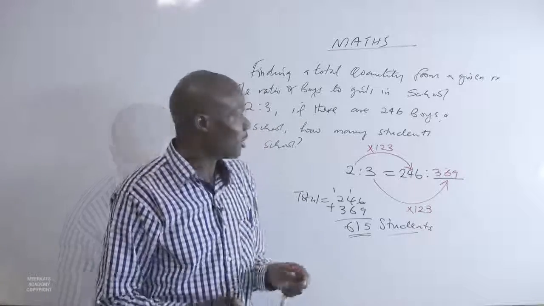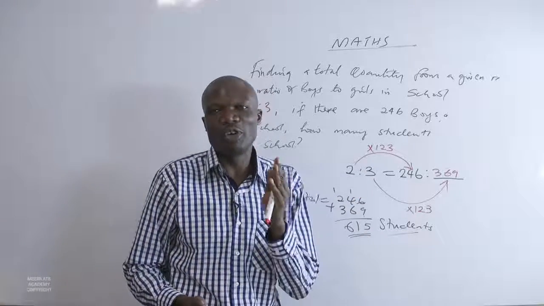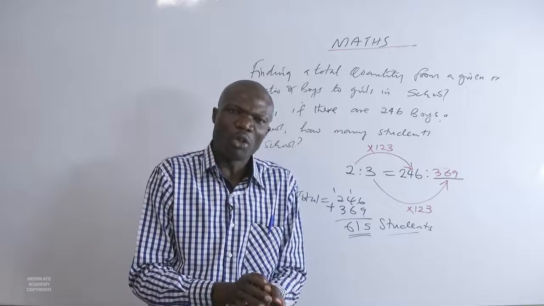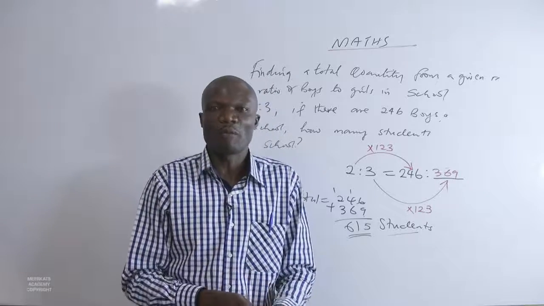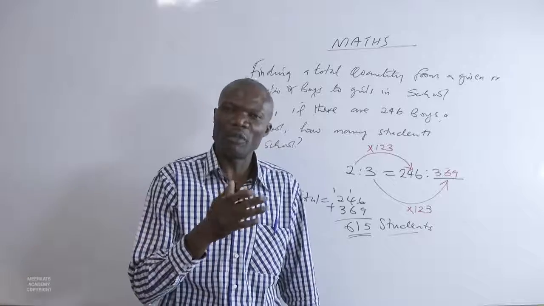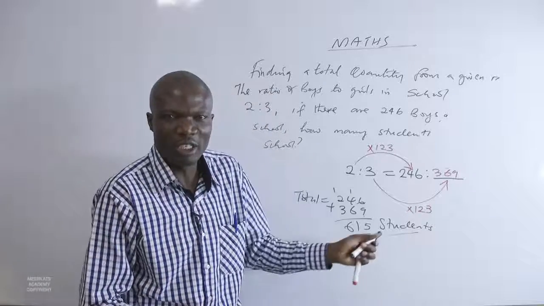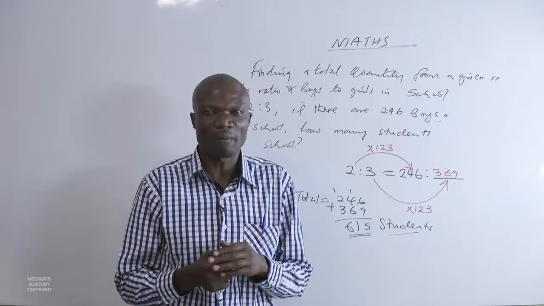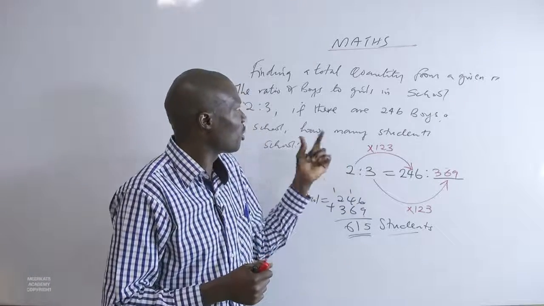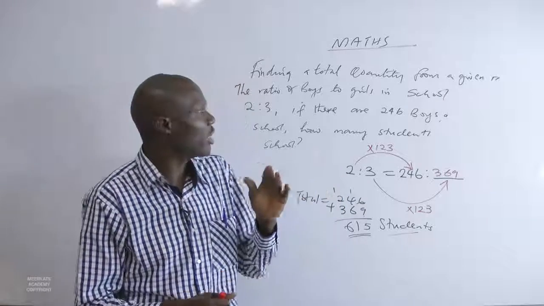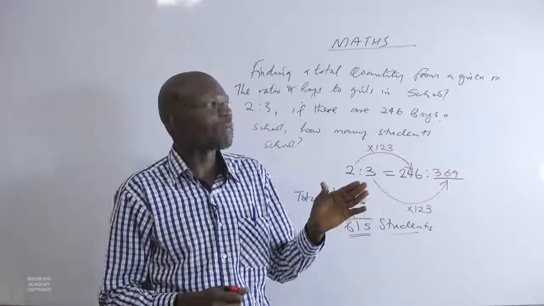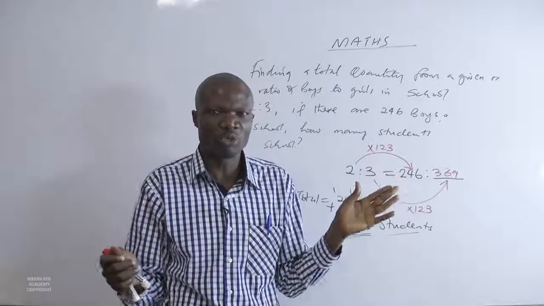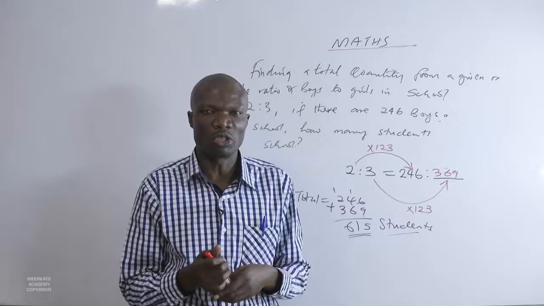615. So when you look at all that we've gone through, it does not matter the approach we went through. We have looked at equivalent ratios. We have looked at fractions. We have looked at the unitary method of approaching these ratios, but they are all giving us the same answer. So as we conclude this lesson, we should be able to find the total quantity from any given ratio. We should always be able to do that.